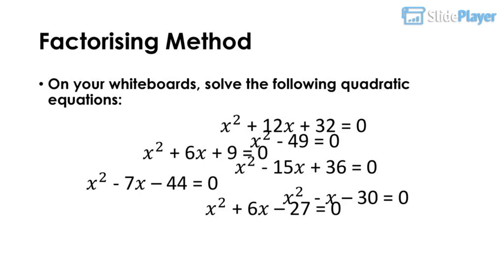On your whiteboards, solve the following quadratic equations. x² + 12x + 32 = 0. x² − 49 = 0. x² + 6x + 9 = 0. x² − 15x + 36 = 0. x² − 7x − 44 = 0. x² − x − 30 = 0. x² + 6x − 27 = 0.